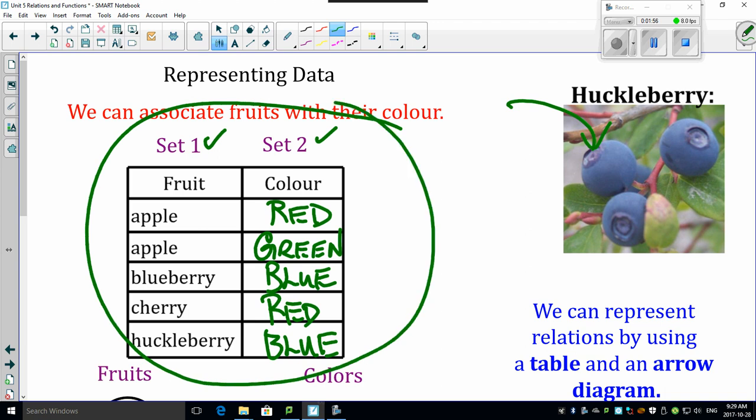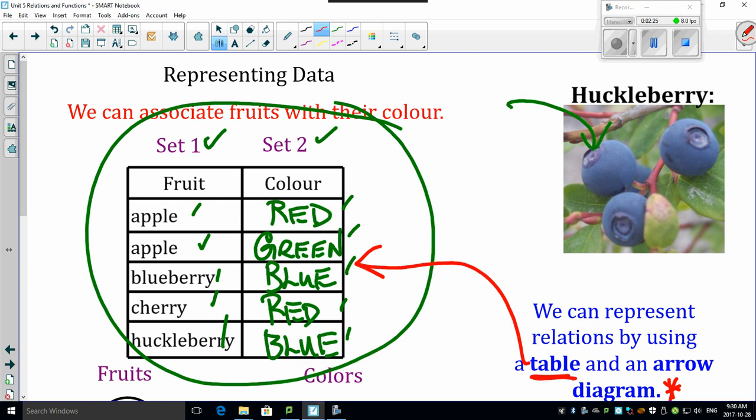All right, so that is two sets, and there are the individual elements inside a set. Individual elements would be apple, blueberry, cherry, and huckleberry. Other elements inside the set would be red, green, blue, red, blue. Now, there are different ways of representing this. We can represent this using a table, which is what we did here, or we can do this using an arrow diagram.